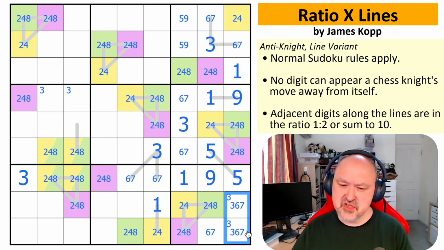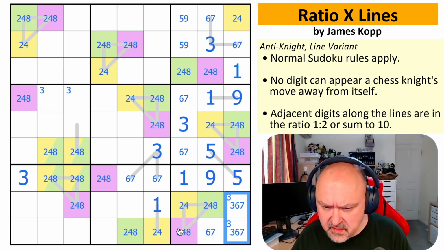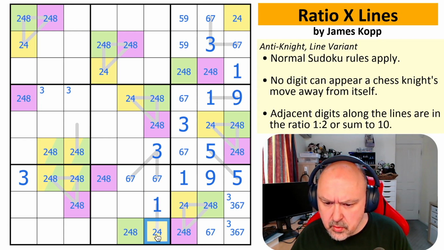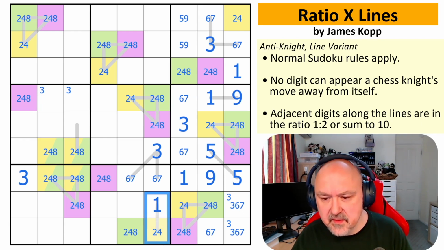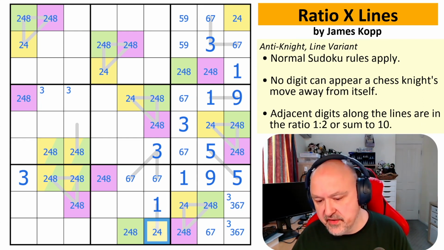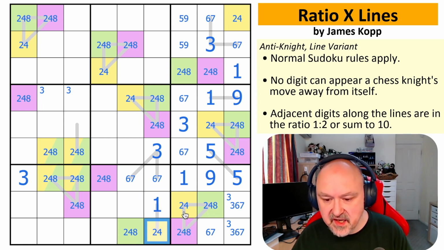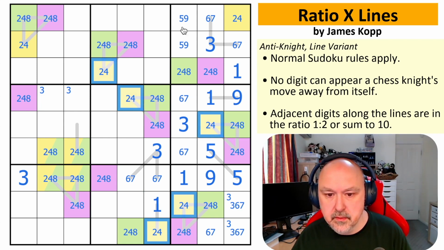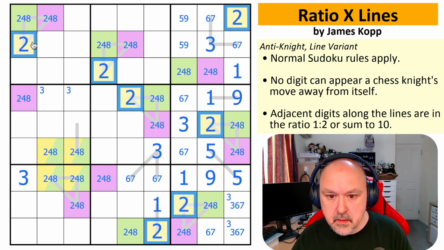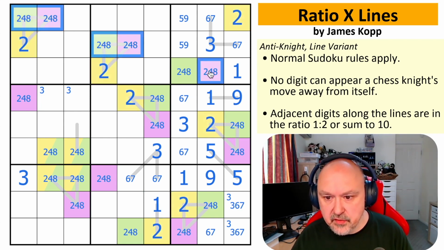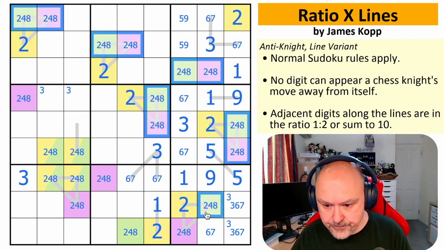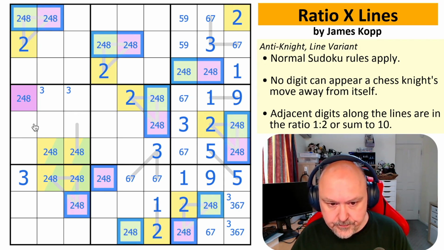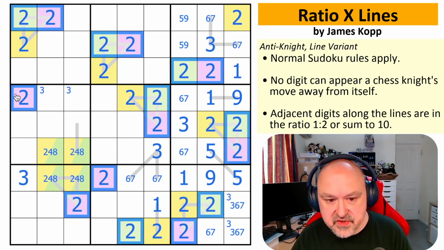This puzzle is strange, but I like it. Hang on. How long has that been sitting there? Telling me information that is incredibly important. 1 and 4 are not in a 1 to 2 relationship, and 1 and 4 do not sum to 10. Yellow is 2. Green and purple are not 2. Not 2.